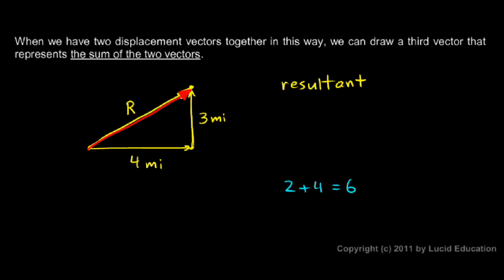And the resultant takes the direction into account. You can tell that if you hike 4 miles to the east and 3 miles north, you end up at a point that is northeast of where you started. And not only is it northeast, but in this case it's a little bit more east than to the north. And this resultant vector takes all of that into account.